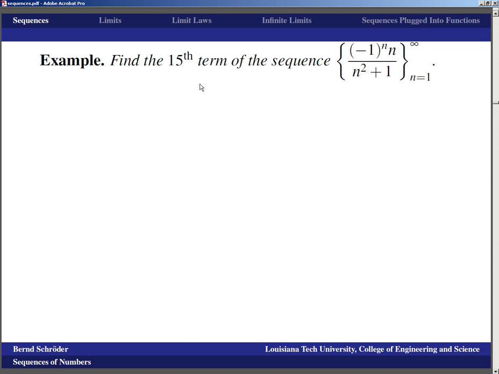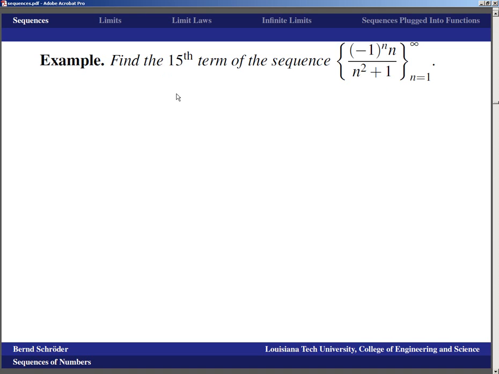Alright, finally, if a sequence is given by a formula, and I want to find the 15th term of the sequence -1 to the n times n divided by n squared plus 1, where n goes from 1 to infinity, and we should say here that k and n are typical sequence indices. I think I will use k for the most part for sequences, and I will use n for summation indices in series, but that is certainly not something that is uniform. Quite a few people use n overall.